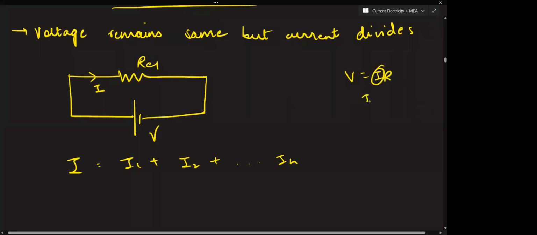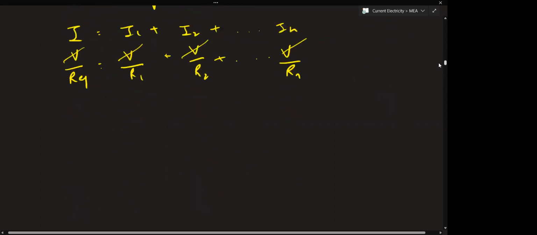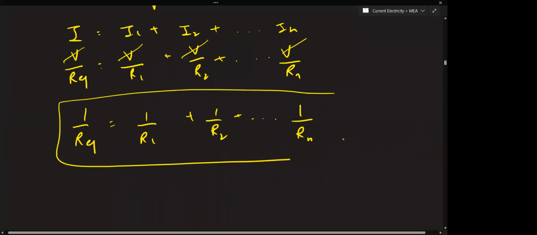So V is equal to IR, so I will be equal to V by R. So here we have V divided by R equivalent, equals V divided by R1 plus V divided by R2 up till V divided by Rn. All the voltages get cancelled. The equivalent resistance that you get: 1 by R equivalent will be 1 by R1 plus 1 by R2 up till 1 by Rn. This is the formula of resistance.